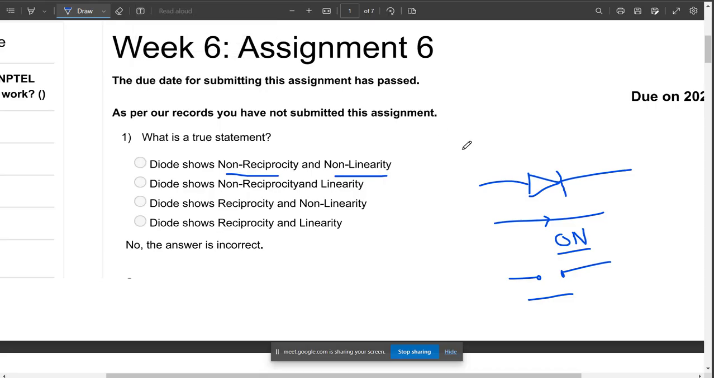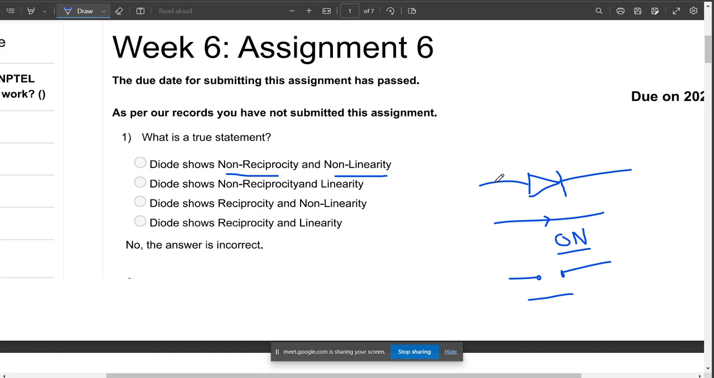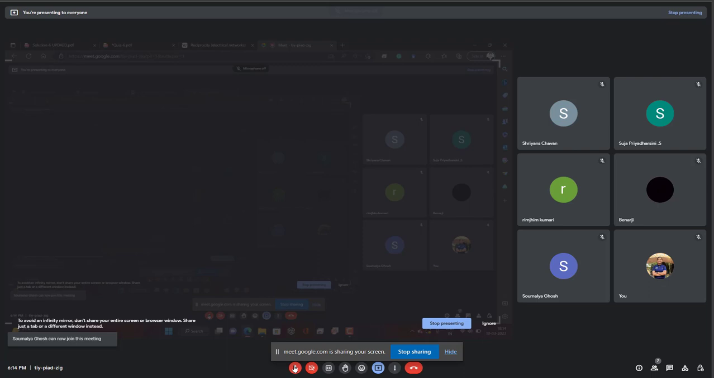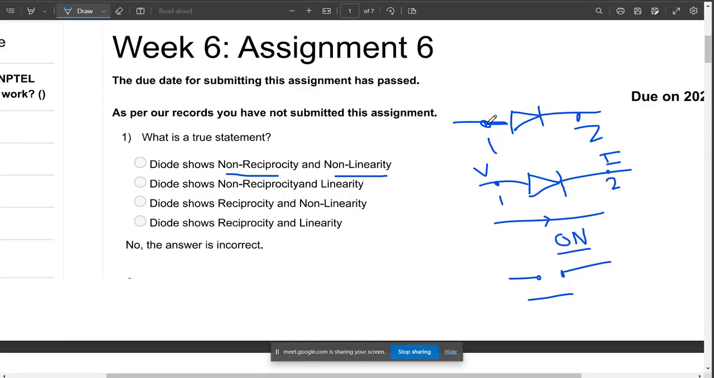So what does reciprocity mean? Reciprocity means that if we give a voltage V at point 1, let's say this is point 1, this is point 2, and we are achieving current I at point 2, then if at point 1 we give current I, and the system is reciprocal, it should give voltage V at point 2.